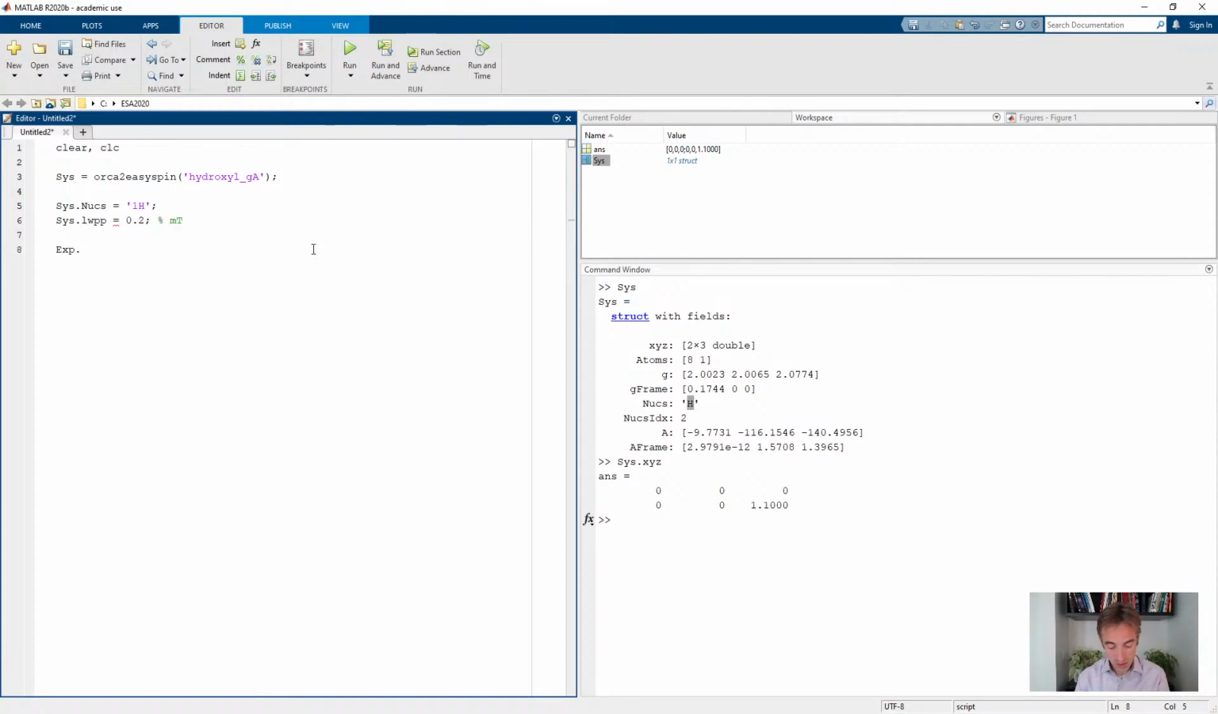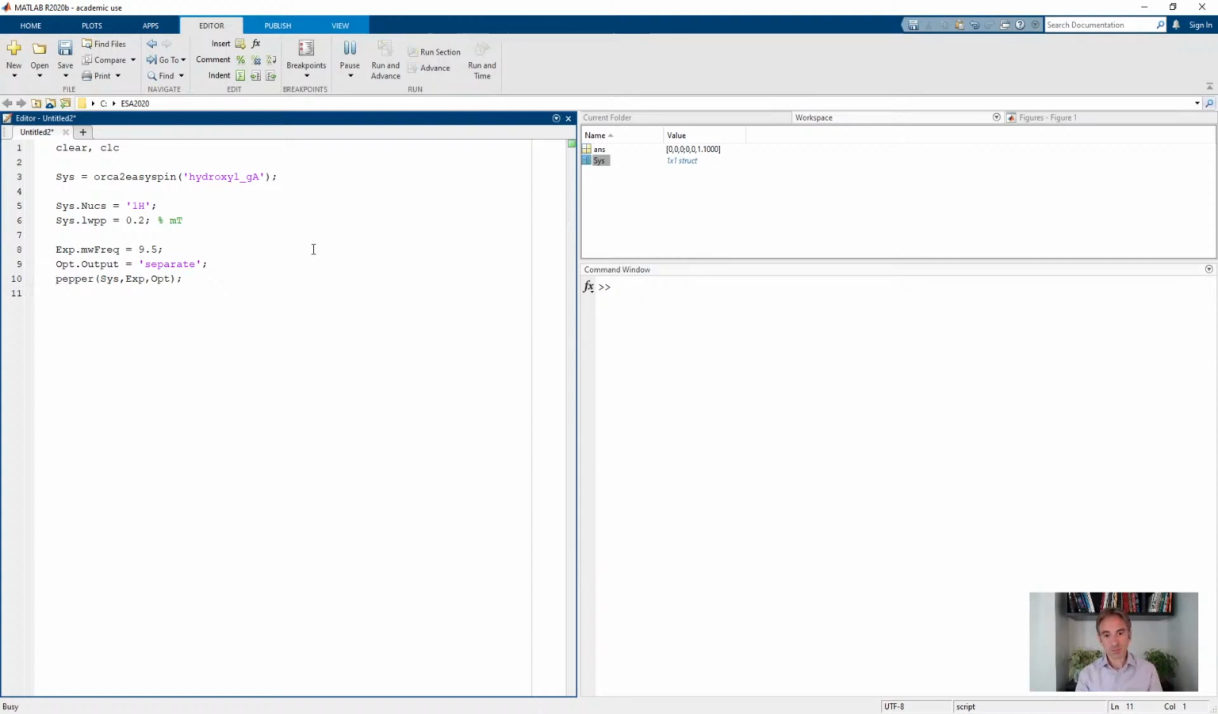Specifying an experiment. Microwave frequency is 9.5. Let's go to X-band. And let's look at the output transitions separately. So output equals separate. And we can call pepper, cis, exp, opt. And let's run this. Let's see what happens.